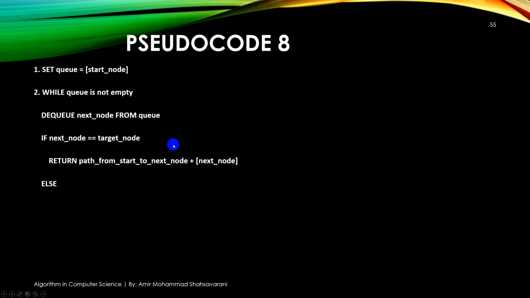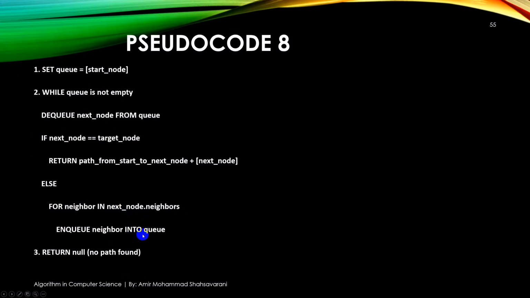Then we say else. We mean another condition. If it is not this, for each neighbor in the next node's neighbors, we enqueue the neighbor into our queue. Then at the final stage, the while loop works until the queue becomes empty, then return no path found. What does it mean? We didn't find the desired path.